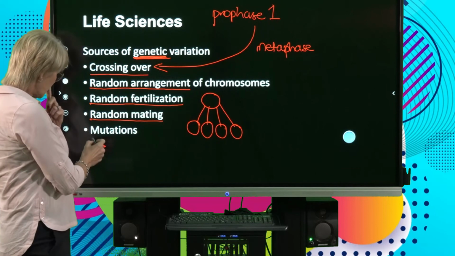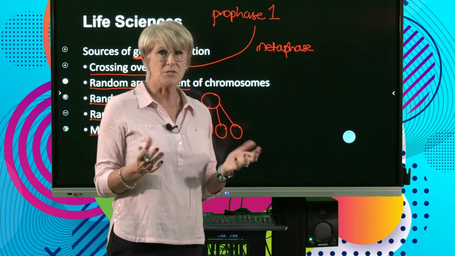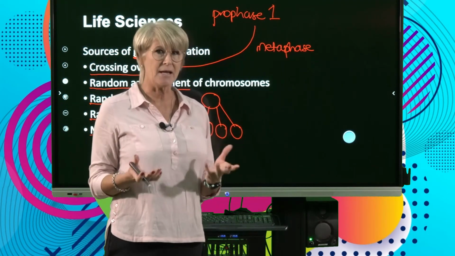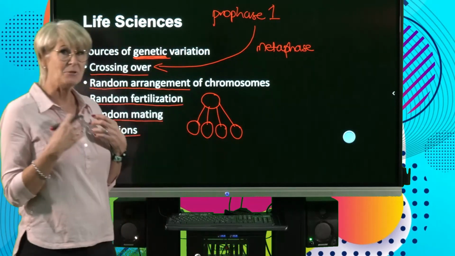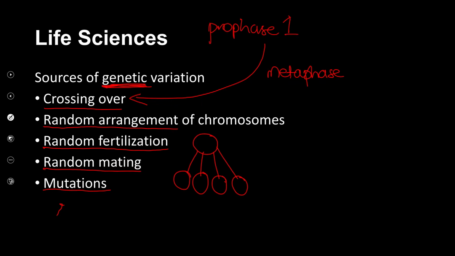All right, and then the last source of genetic variation is mutations. Remember, we learned that mutations are a random change in the genetic structure of an organism. So again, we don't know what causes it, why it happens, or when it happens. It just does happen, and it happens randomly. Because of that, the randomness of mutations also creates a source of genetic variation. So all of those are the sources of genetic variation. Okay.